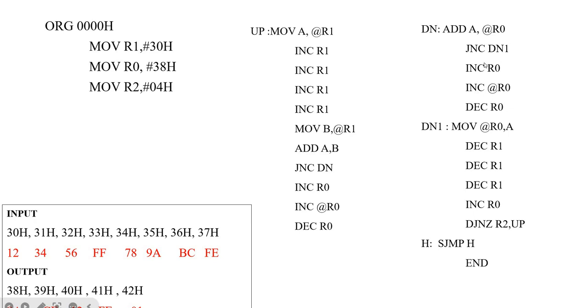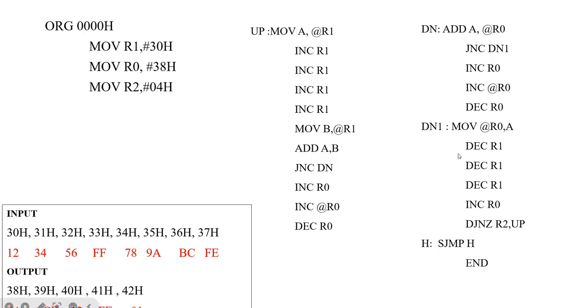That is, here you increment the result memory location, then increment the carry byte at @R0 to propagate the carry, and decrement R0 to return to the correct byte. Then comes DN1: MOV @R0, A. Here you store the result of the addition in the result memory location.